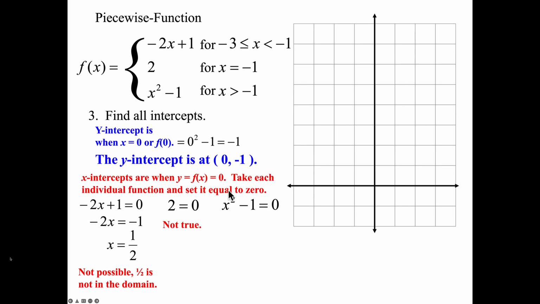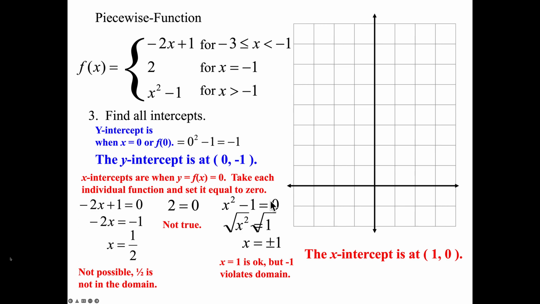X squared minus 1 equals 0. Add over the 1. Okay, take the square root. X equals positive or -1. Okay, check the domain restriction. Oh wait, -1 is not greater than -1. That doesn't work. But +1, wait a minute, +1 is greater than -1. The +1 is okay, but the -1 violates the domain restriction. So our x-intercept will be 1, 0.